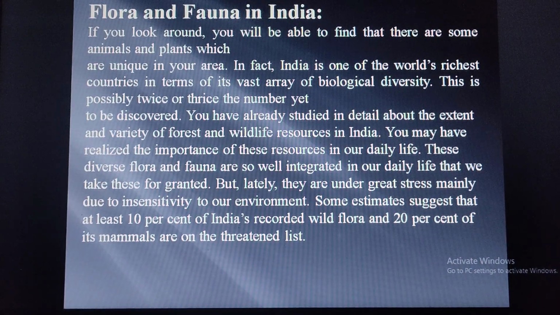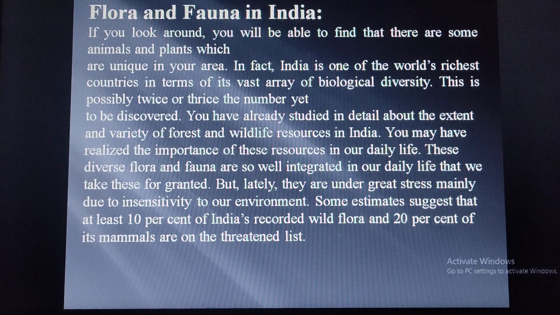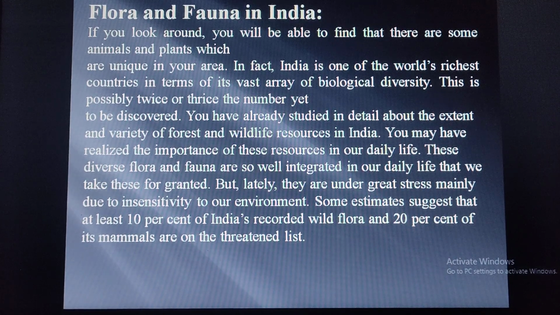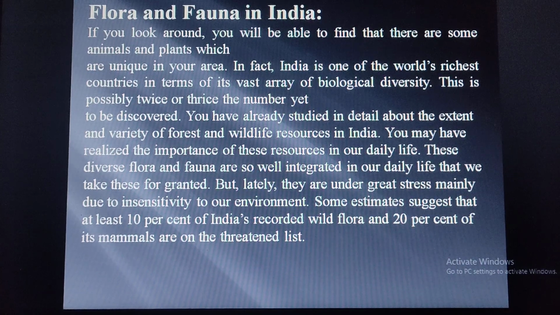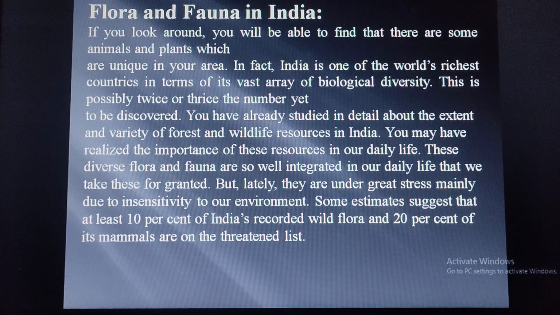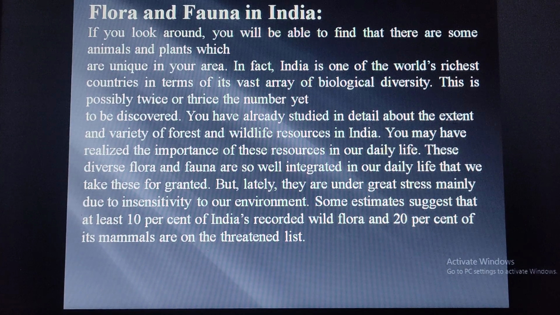Flora and fauna in India. If you look around, you will be able to find that there are some animals and plants which are unique in your area. In fact, India is one of the world's richest countries in terms of its vast array of biological diversity. This is possibly twice or thrice the number yet to be discovered.